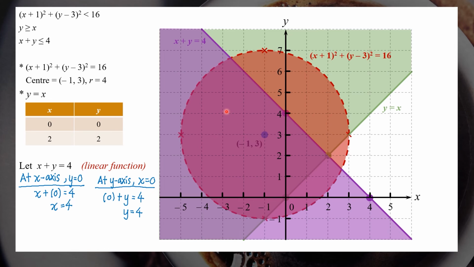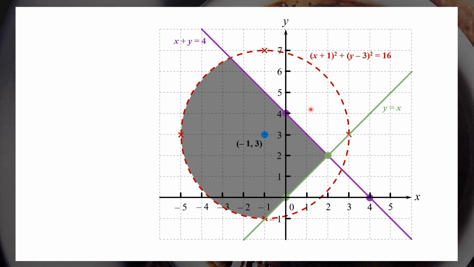Next, what we do is we try to identify the overlap region. So you can see here is the region where the shaded regions overlap. So here will be our shaded region or the solution for the system of inequalities. Here is the overlap region for the system of inequalities. Next, we're going to validate this shaded region.